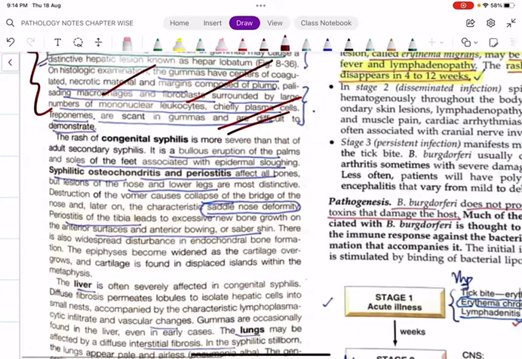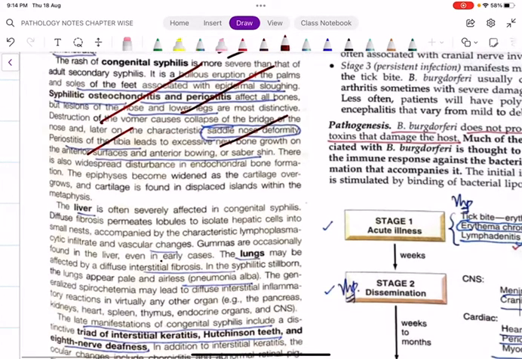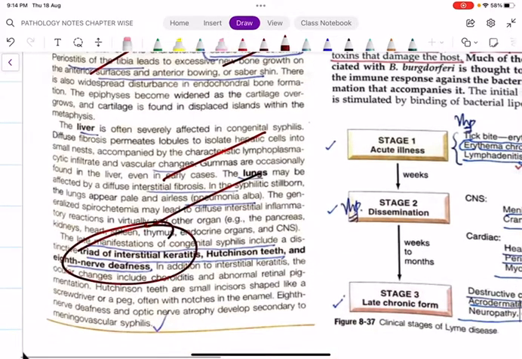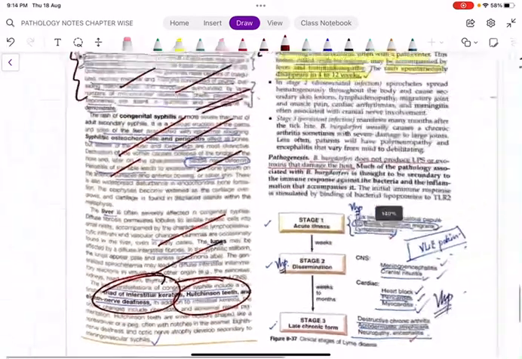Then congenital syphilis, I told you, will have saber shin, periostitis of the tibia, saddle nose deformity, osteochondritis and periostitis of the bones, and again we will have gummas in the liver, then interstitial fibrosis. The characteristic triad is interstitial keratitis, Hutchinson's teeth, and 8th nerve deafness. These are some of the important points you have to remember in case of congenital syphilis.